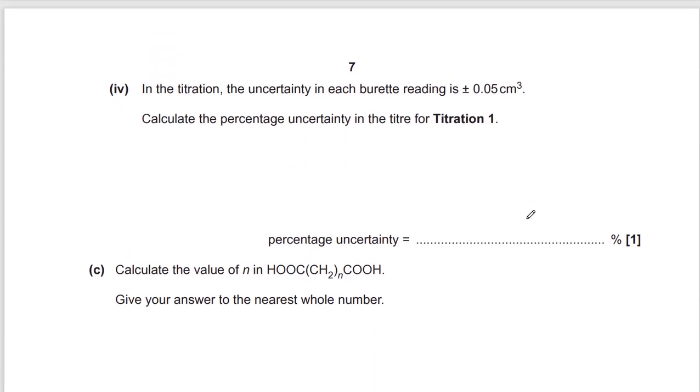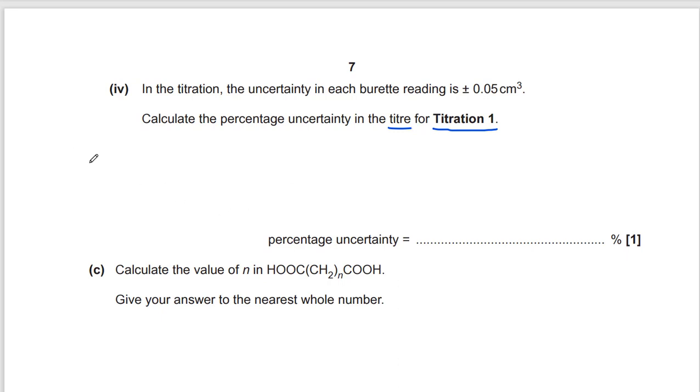Right, moving on then. Uncertainty in the burette reading is plus or minus 0.05, as I just mentioned. Calculate the percentage uncertainty. So the percentage uncertainty is, remember, for titration 1 and it's the titer. Before I go into how to work this out, big important information: you're working out the uncertainty in the titer for the first titration. That is not the trial. That is the first titration. Okay, just be clear on that.